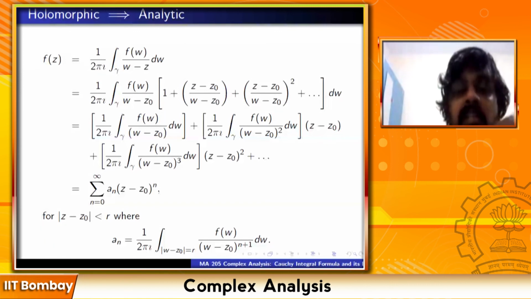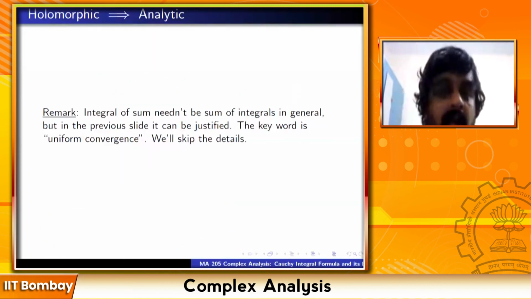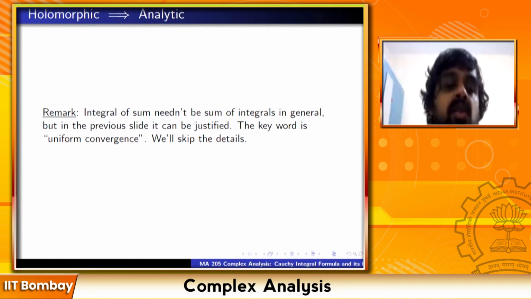So I have written it as summation a_n (z minus z naught) to the power n, a convergent power series. Now let me make a remark. In general, the integral of a sum, meaning an infinite sum really, need not be a sum of integrals. For a finite sum it's okay, but in the previous slide it can be justified. The key word is uniform convergence. So we will skip the details.